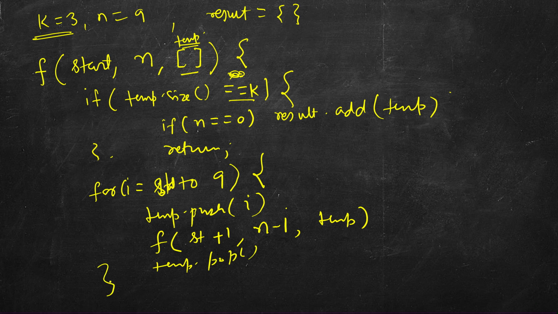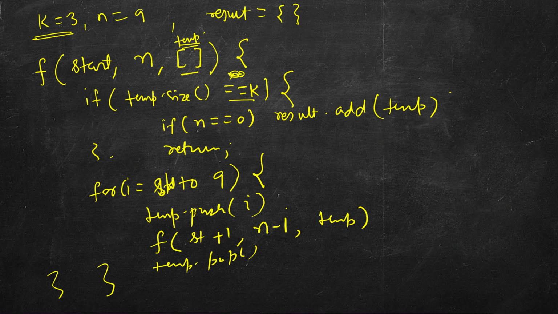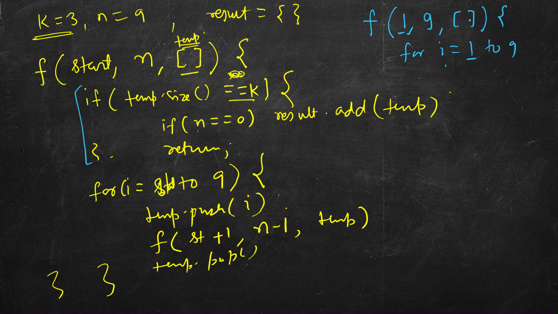So I have repeated this thing here. I think we had already discussed it, but we repeated it just to make it more clear. Now we will do a dry run. So we have k equal to 3. What will happen? It will call f, and this start will be 1 in the beginning, and n will be 9, and this will be empty. So this condition will not satisfy, so we will come here for I equal to 1 to 9, and this 1 is coming from temp, insert I into it.